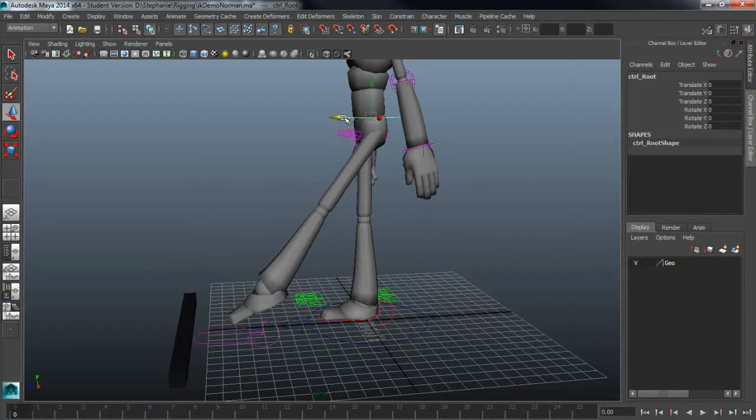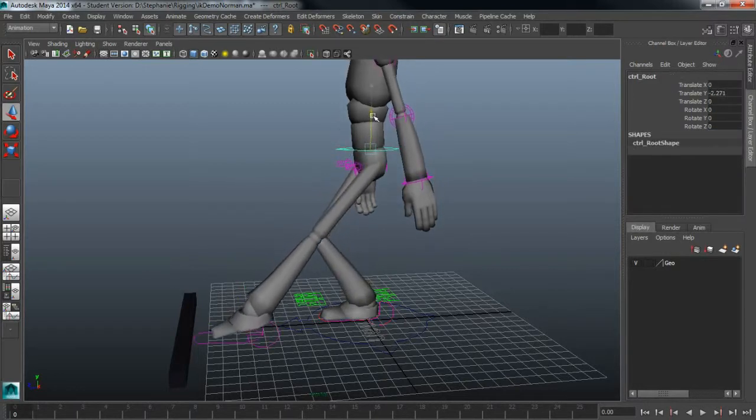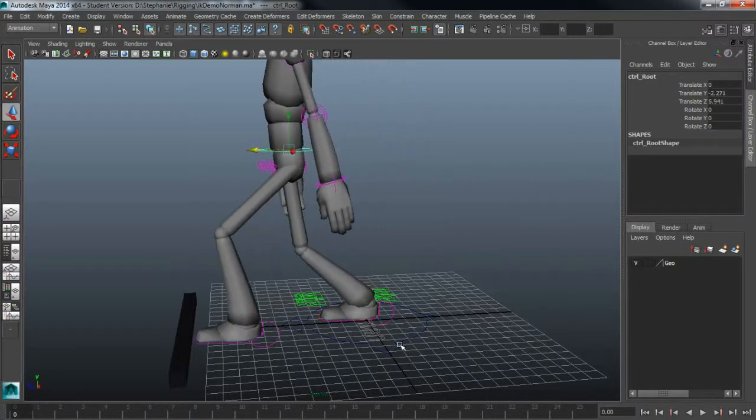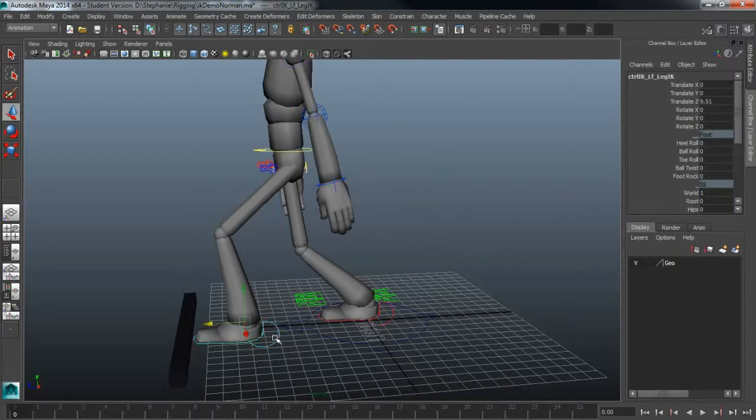And also, very importantly, if I move his hips, see how this other foot stays put? These are the two problems that IK solves, right? One is that it lets me move this joint a bit more intuitively for this particular kind of motion.